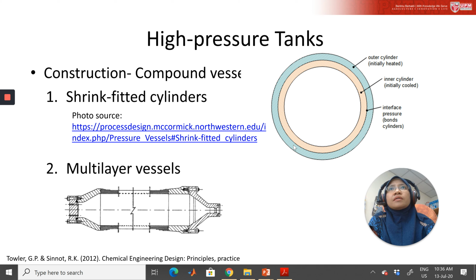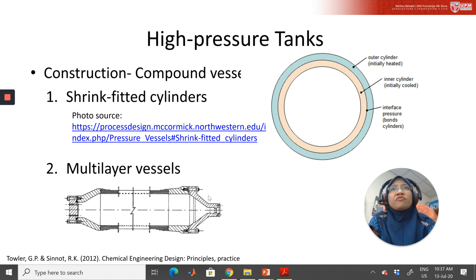And then the multi-layer vessel here is actually made by wrapping. If you look at this diagram, there are several layers of metal plate, so it is made by wrapping several layers of relatively thin plate round a central tube. The plates are heated, tightened, and welded around the structure, and with this fabrication, it gives the desired stress distribution in the compound wall.